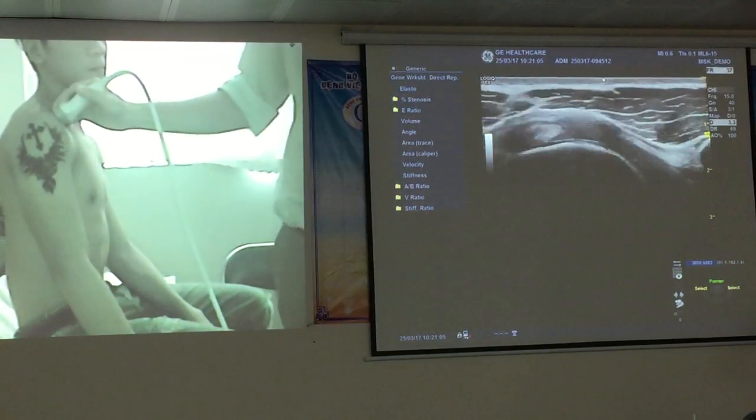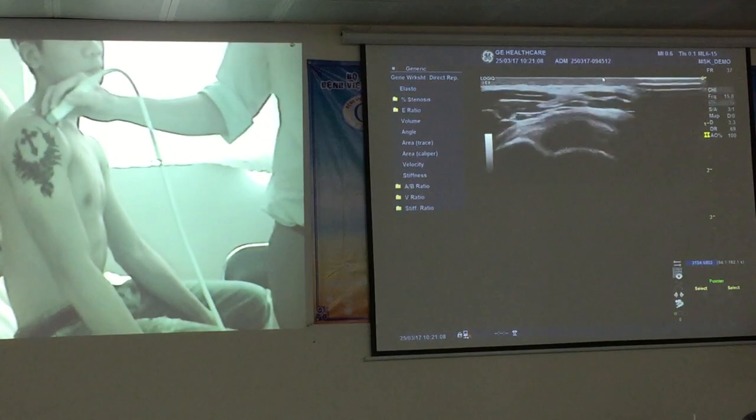So next I'll have a look at the for impingement of the supraspinatus tendon and bursa.